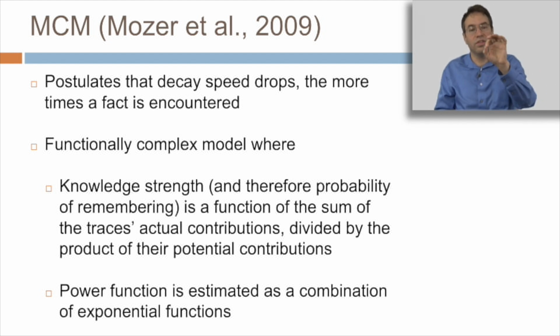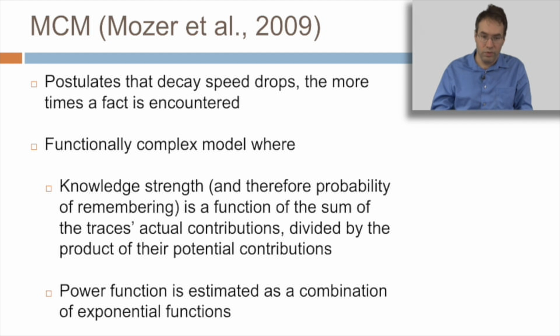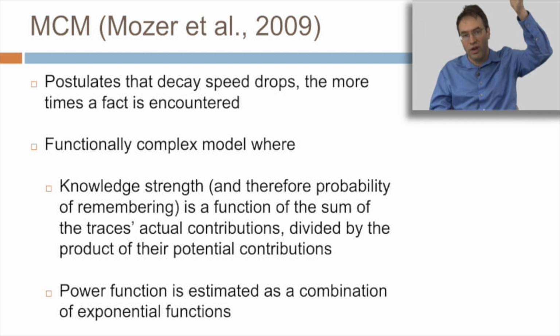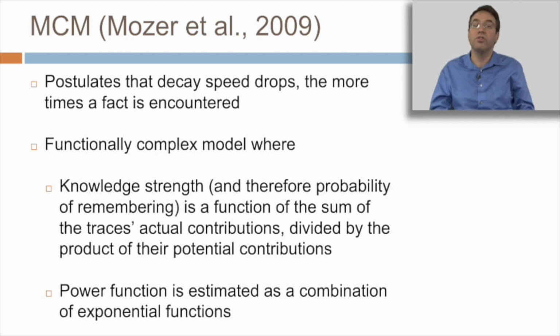This model postulates that the decay speed drops the more times a fact's encountered. So in ACT-R, the decay speed is constant whether you've encountered something 1 time or 1,000,000 times. But in MCM, the more times you've encountered a fact, the slower it is to decay. MCM is represented by a functionally complex model where knowledge strength, and therefore the probability of remembering, is a function of the sum of the traces' actual contributions divided by the product of their potential contributions. And a power function is estimated as a combination of exponential functions. Each encounter with the knowledge has an exponential function for decay, but it turns out to sum up to a power function.